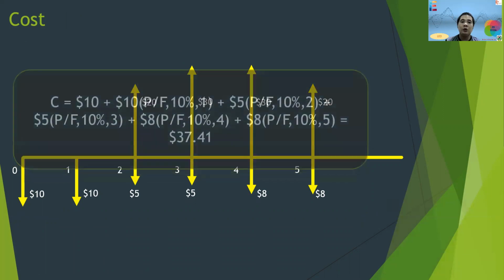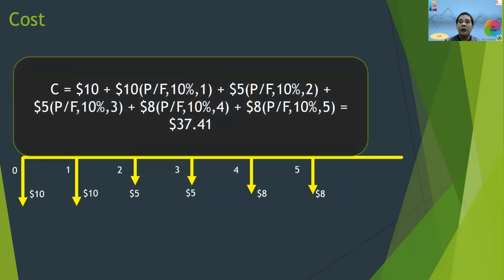But since we need to quantify our cost into two options, so basically your C, you are computing the present value of all the cash flows in your C, or the benefit cost. Therefore, the total cost would be equivalent to $37.41. You can actually recompute, or you can pause this video to check whether the solutions are correct.